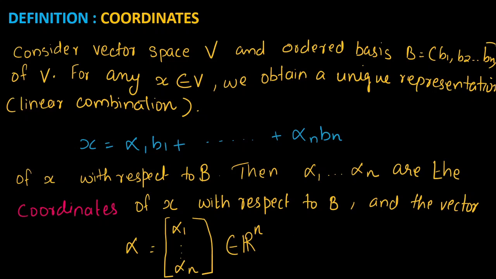Okay, so when you take any base, the coordinate values will be different. When you take a different base set, these coordinate values, these alpha values, will be different. That means that in your vector space you have two bases, b1 and b2. When you take b1 as the basis, the alpha values will be something, and when you take b2 as the basis, the coordinate values will be something else. So the coordinate values change with respect to the basis.